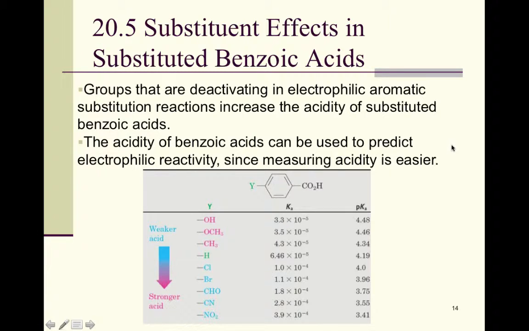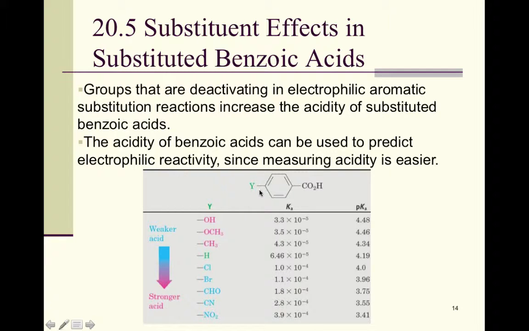Let's take a look at the substituent effects on substituted benzoic acids. Groups that are deactivating in electrophilic aromatic substitution reactions increase the acidity of substituted benzoic acids. The acidity of benzoic acids can be used to predict electrophilic reactivity, since measuring acidity is easier.